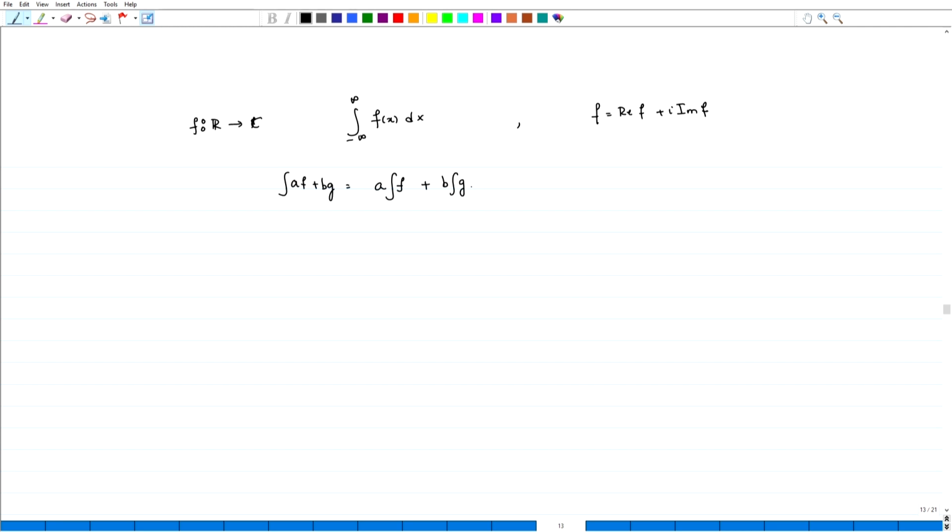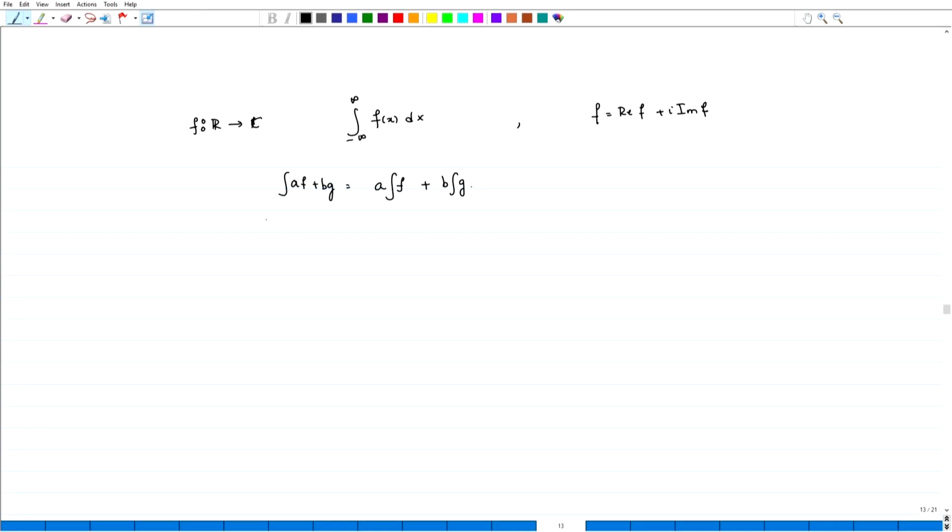Now, there are a few operations which are fundamental in R. That means, in R we can translate, then we can dilate by a positive real number, and then there is a reflection. So, these are three fundamental operations, let us call it translation.